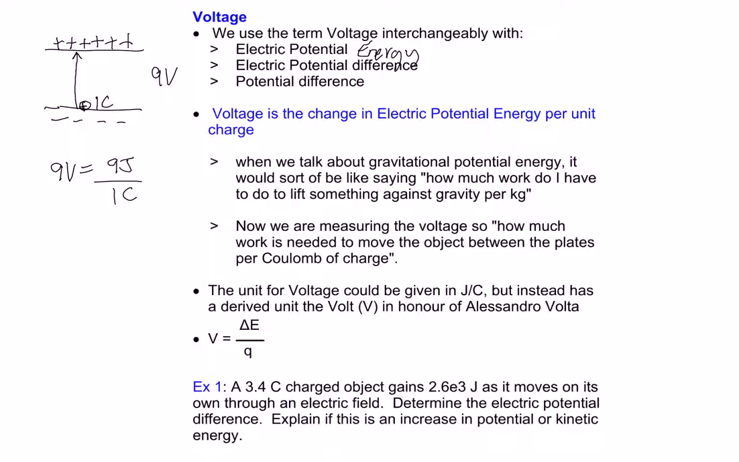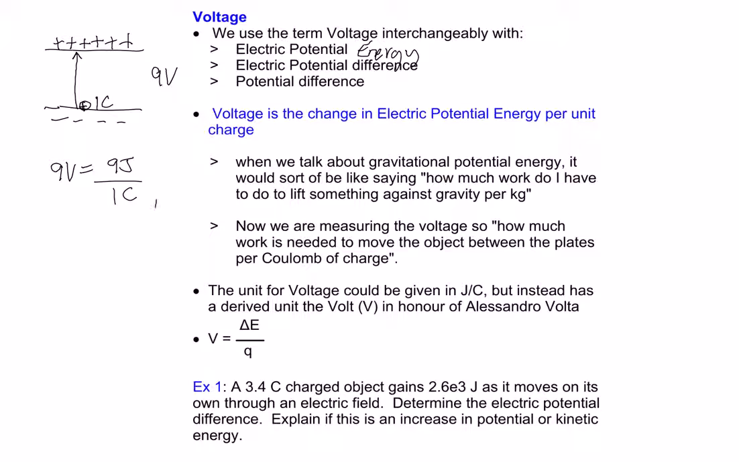Okay, so it's just like saying, in terms of gravity, how much work or energy would I have to do to lift something against gravity per kilogram. If we were lifting up a 1 kilogram object, we'd say we'd have to do 10 joules per 1 kilogram to lift it up. So voltage works the same, except it's how much energy per coulomb instead of per kilogram.